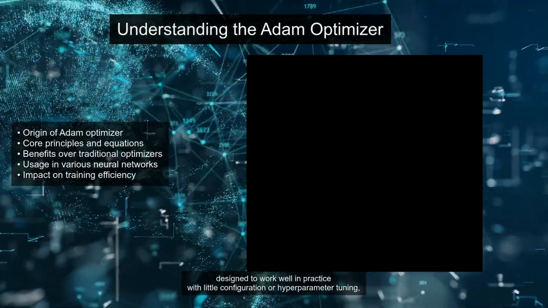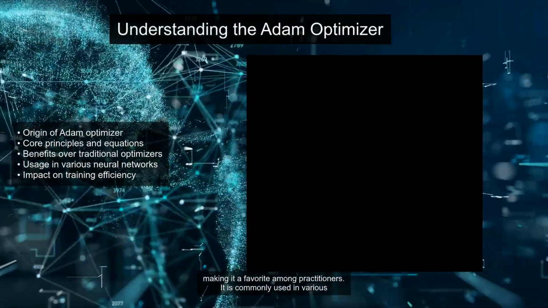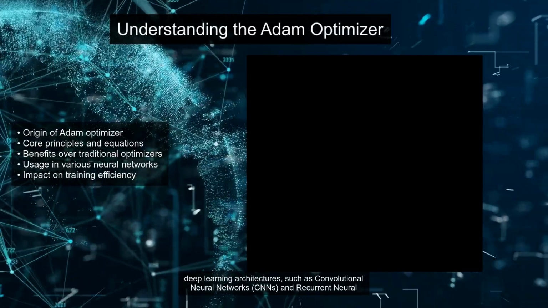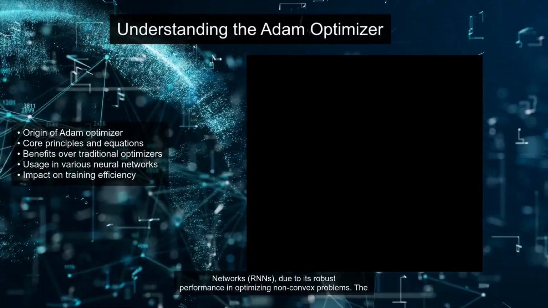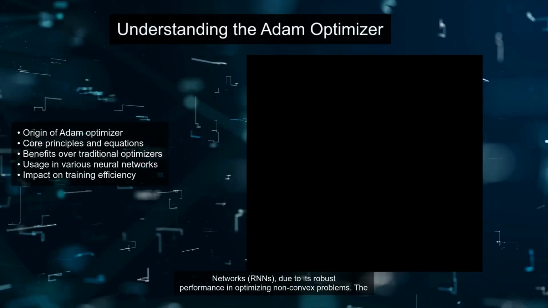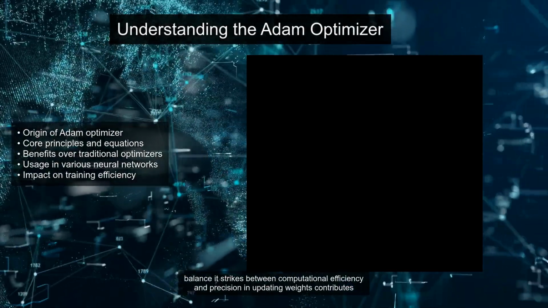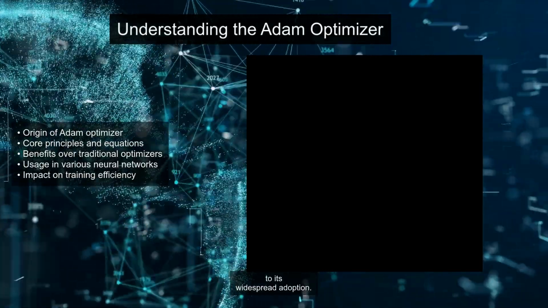The optimizer is designed to work well in practice with little configuration or hyperparameter tuning, making it a favorite among practitioners. It is commonly used in various deep learning architectures, such as convolutional neural networks, CNNs, and recurrent neural networks, RNNs, due to its robust performance in optimizing non-convex problems. The balance it strikes between computational efficiency and precision in updating weights contributes to its widespread adoption.